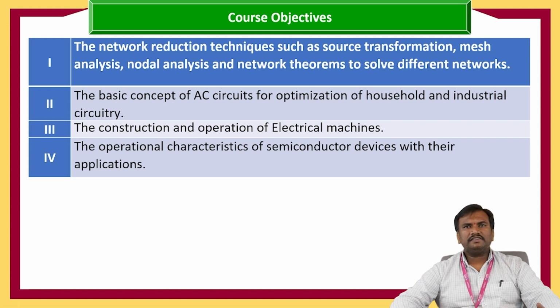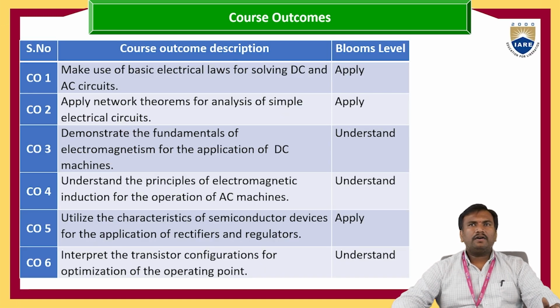The next is the construction and operation of electrical machines. And the last course objective is operational characteristics of semiconductor devices with their applications. And these are the course outcomes. After completion of this course, the students are going to be able to make use of basic electrical laws for solving DC and AC circuits. And the second course outcome is apply network theorems for analysis of simple electrical circuits.